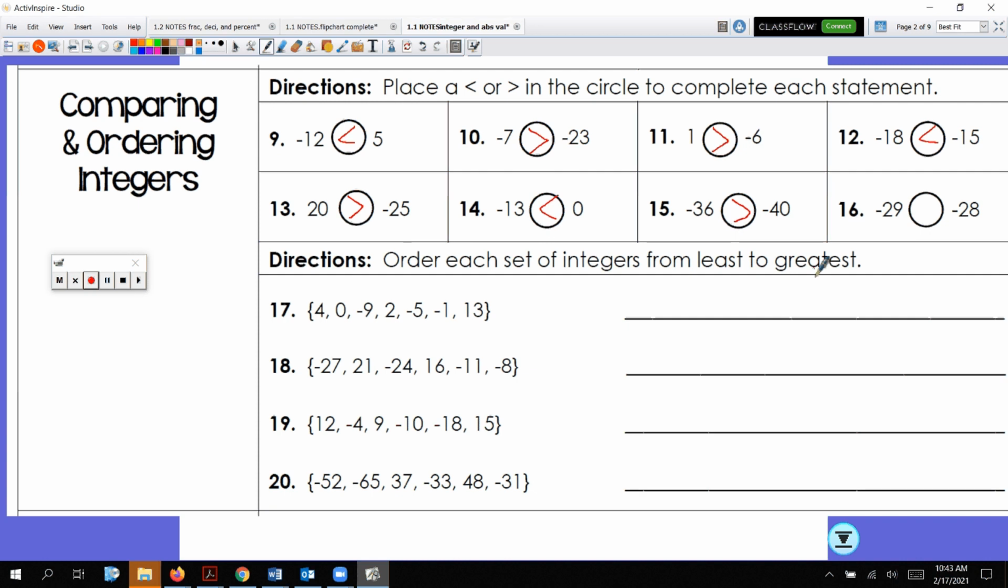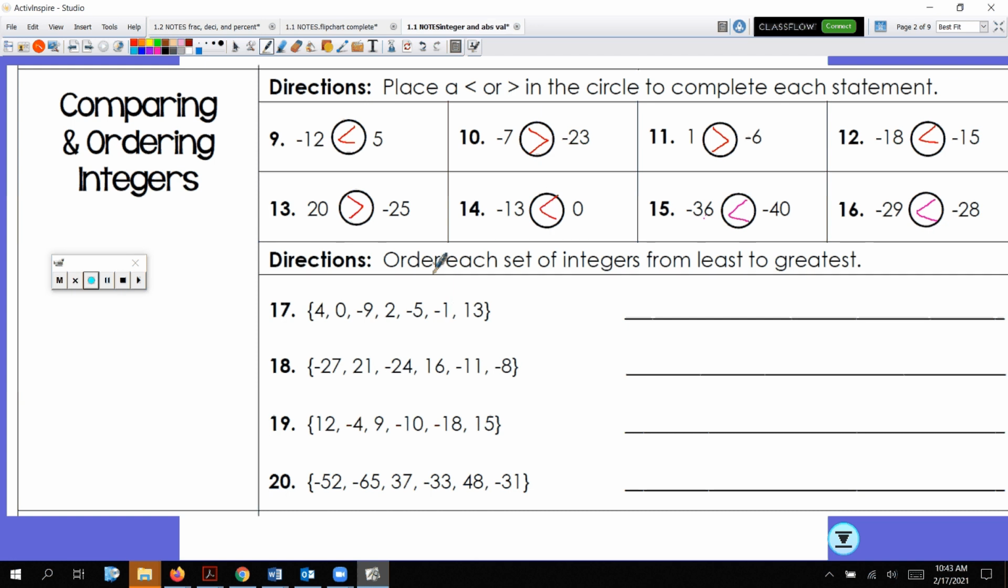And number 16, negative 29 is greater than, oh, I'm sorry, number 15, I have that backwards. Negative 40, silly goose. That's a bigger negative. So negative 36 is smaller than negative 40. And then number 16, negative 29 is not bigger than, oh my goodness, I'm going out of control here. I am so sorry. The bigger the negative, the smaller the number. So it needs to be pointing to the bigger negative. All right. Hopefully you have a handle on that.